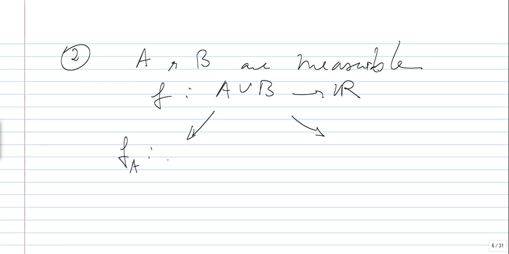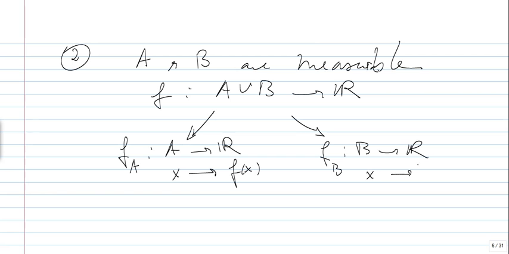The restriction to A and the restriction to B. So I call them f sub A and f sub B, such that x gives me f of x. So we call them the restrictions, okay? And in fact, it's very simple to see that fA and fB inherit a lot of properties of f.